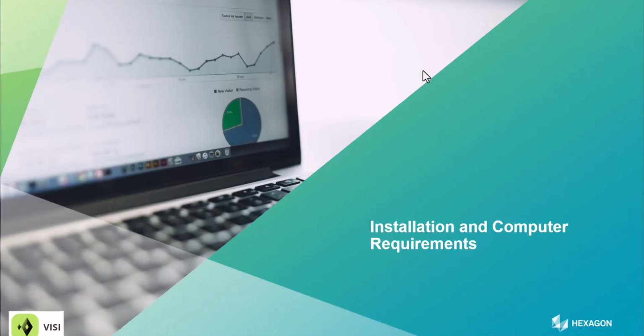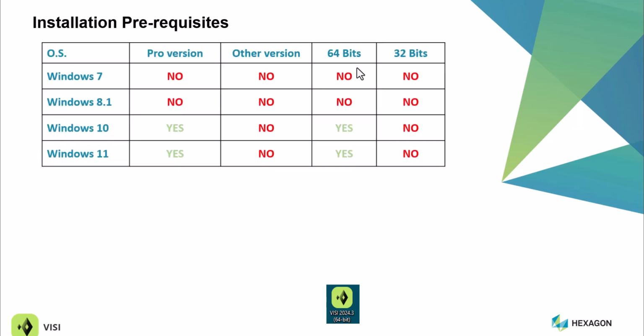Now we're going to talk about installation and computer prerequisites. So within the installation prerequisites, as with previous versions, you have to have Windows 10 or Windows 11 to be able to use the software. These have to be the Pro versions for each of these operating systems, and they're 64-bit.